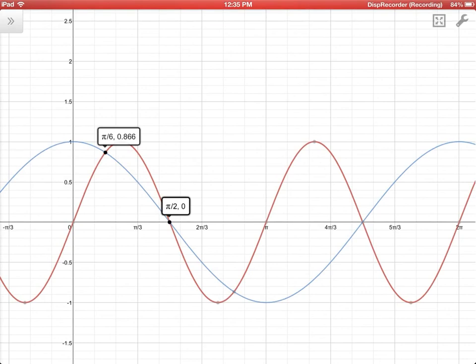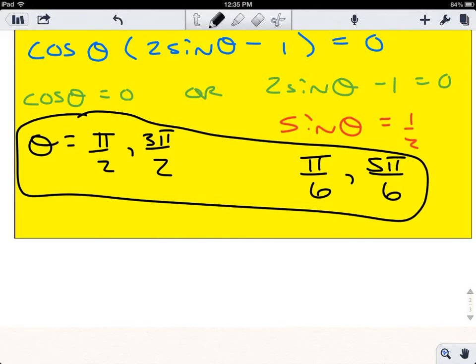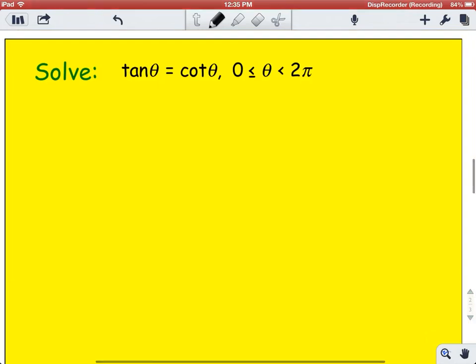There's the pi over 6. There's the pi over 2. There's the 5 pi over 6. And they intersect once again at 3 pi over 2. There's all 4 answers. So you can use technology to, at a minimum, tell you how many answers you're supposed to get, and at best case scenario, tell you exactly what those answers are.